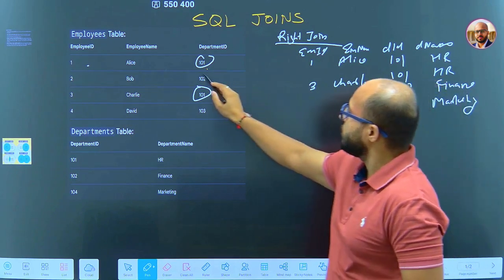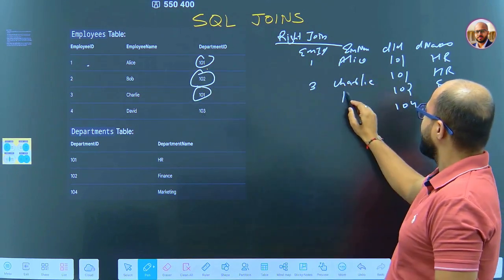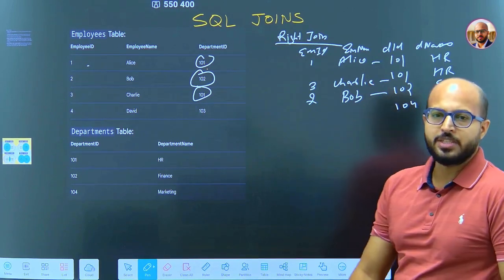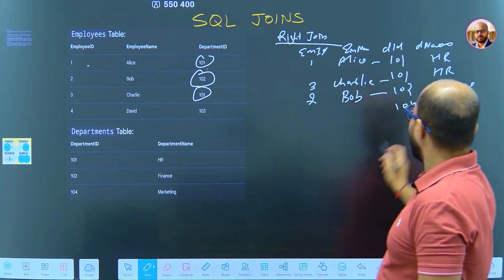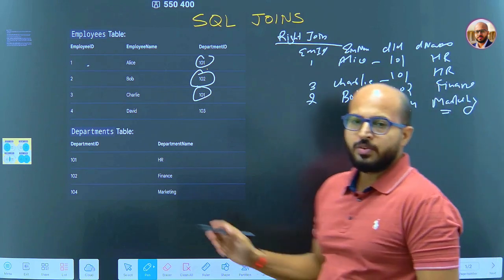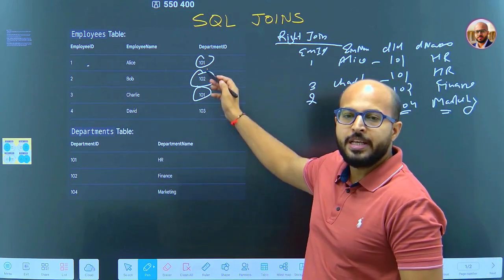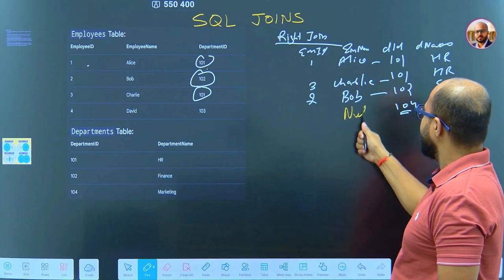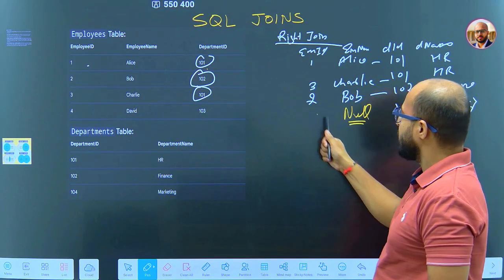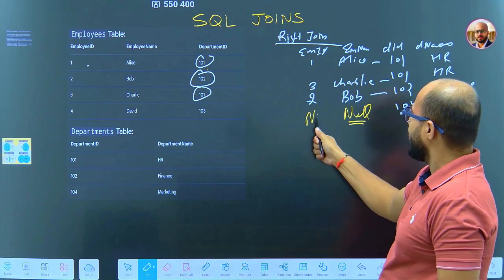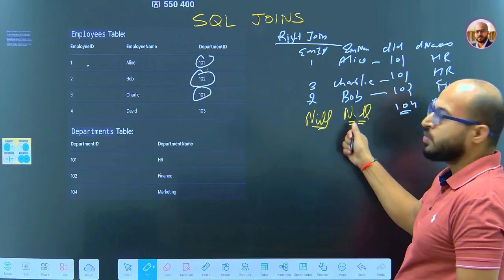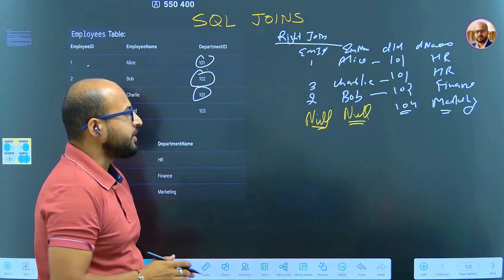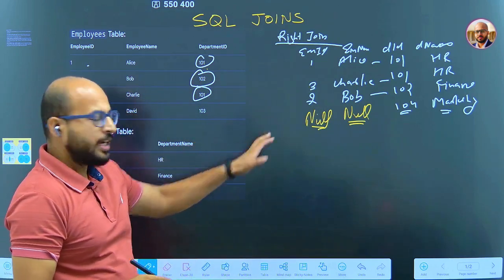Then you have 102. For this 102, we will be writing here Bob, and the employee ID is 2. So it is matched. All of these are matched now. Then 104: we do not have any department ID 104 here, so we will be getting a null here, and a null here, and this will also be a null, because we do not have any record present from the left table when we are doing a right join. So this is how we will be getting the right join output.